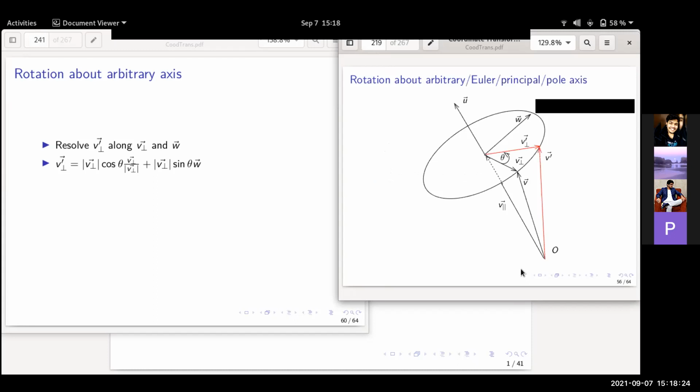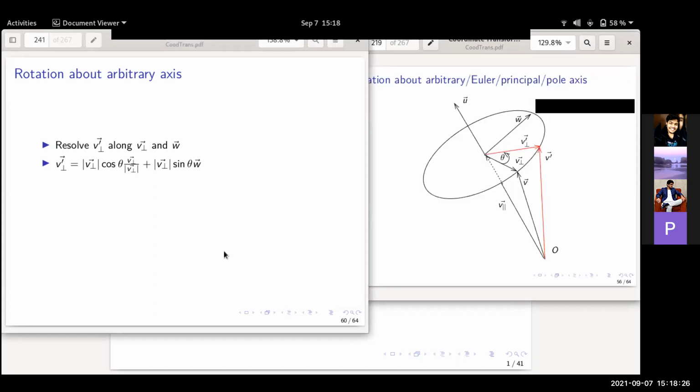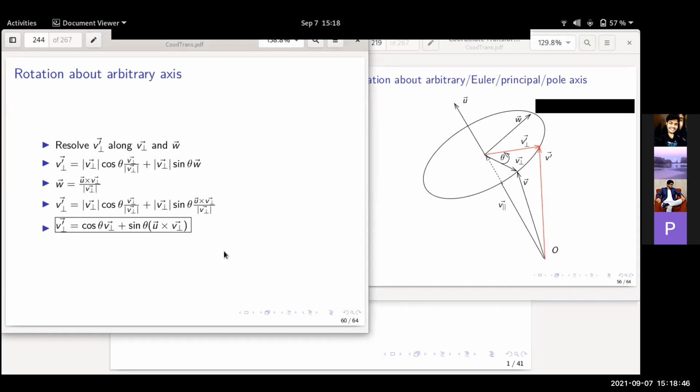Very good. So that is what we are going to replace it with now. W will be replaced by U cross V perp divided by modulus of V perp. Excellent. So you replace it in the above expression. The modulus of V perp gets cancelled out, and then you get V perp dash is cos theta V perp plus sin theta U cross V perp. So U cross V perp is nothing but your W.